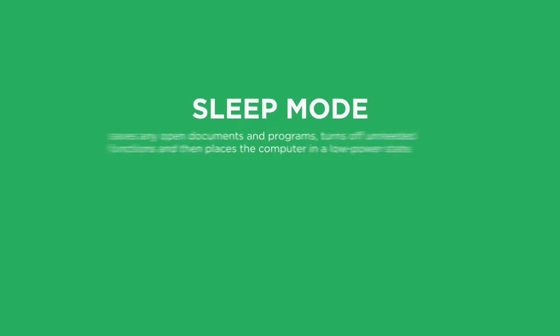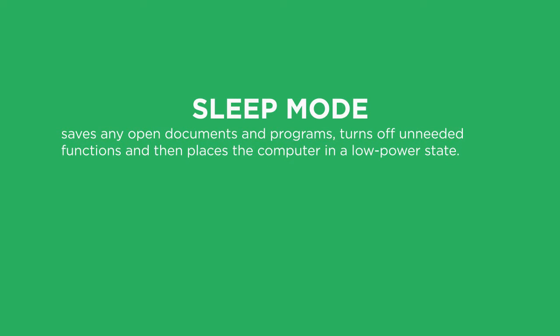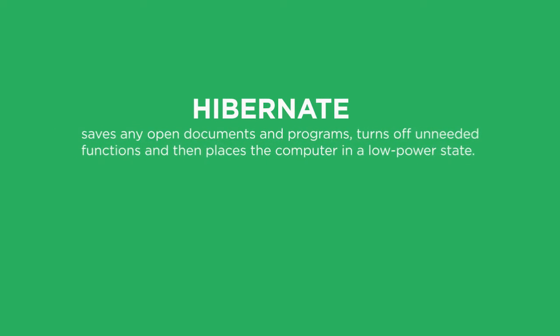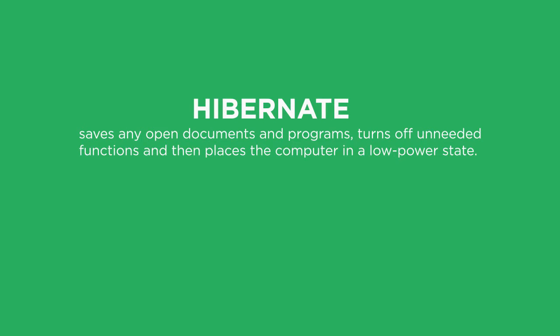Operating system also provides various shutdown options that a user can choose from. Sleep mode saves any open documents and programs, turns off unneeded functions, and then places the computer in a lower power state. Hibernate, on the other hand, saves any open documents and programs to a hard disk before removing power.